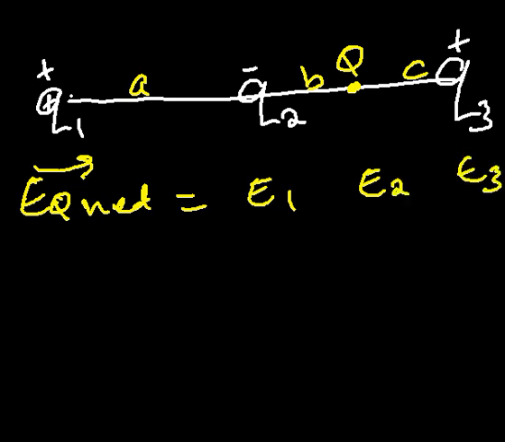Let's see the directions of the electric fields at point Q. What is E1? E1 will be towards this direction, will be positive. How about E2? E2 will be towards this direction, will be negative. How about E3? E3 will be towards this direction, also negative. So this is the expression for the net electric field at a point Q due to the other charges.